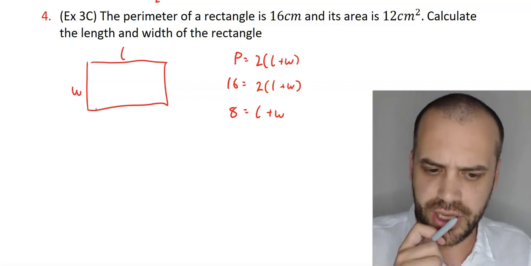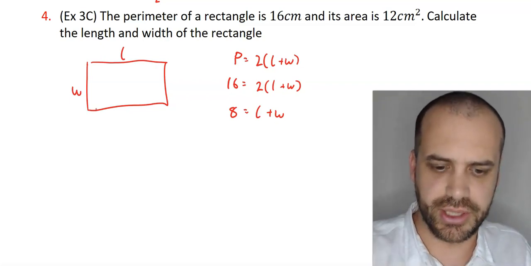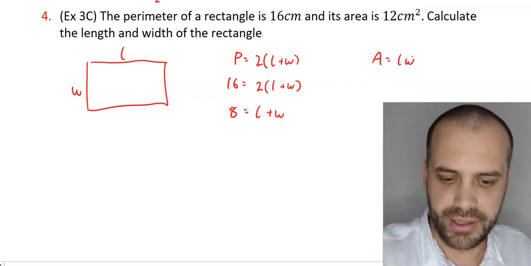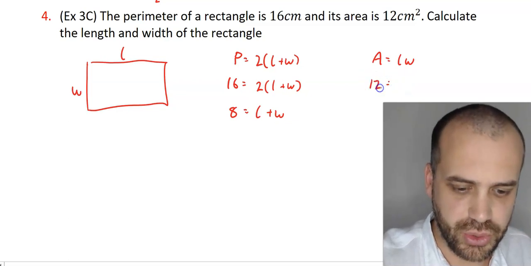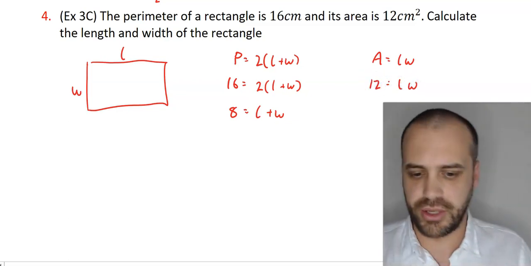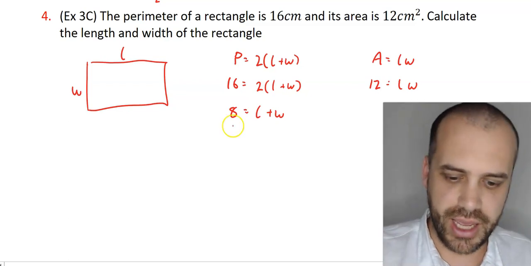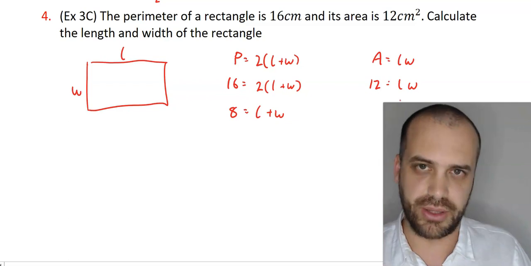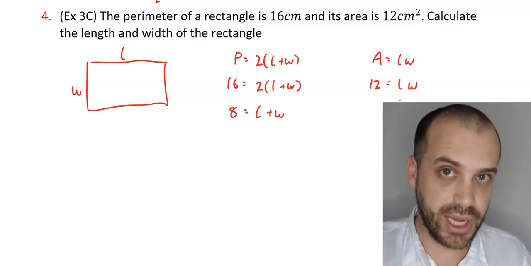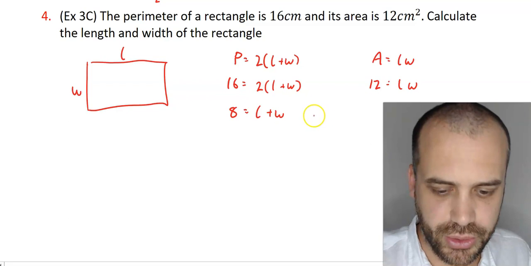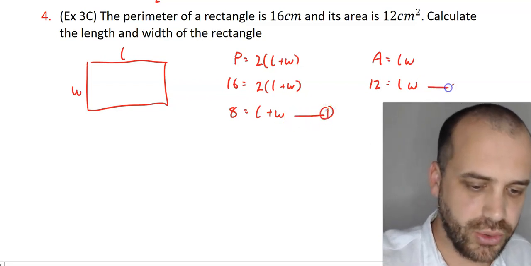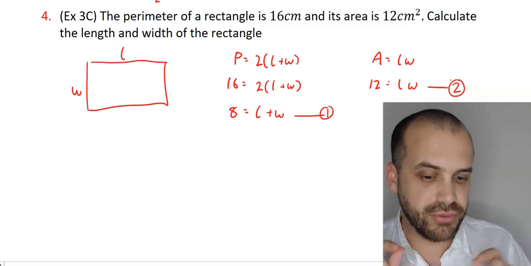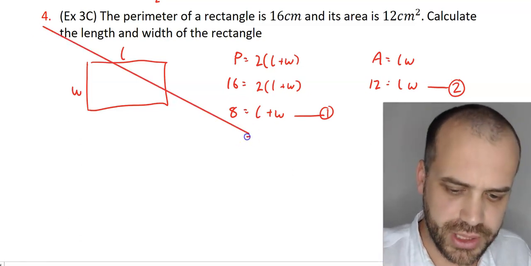Alright, I know its area is 12 centimeters squared. So I know that area is equal to length times width. And in this case, I know that the area is equal to 12. So a couple of things I know now. I know that 8 equals length plus width, and I know that 12 equals length times width. What I'm dealing with here is a simultaneous equation, because I can call this equation 1, and I can call this equation 2.